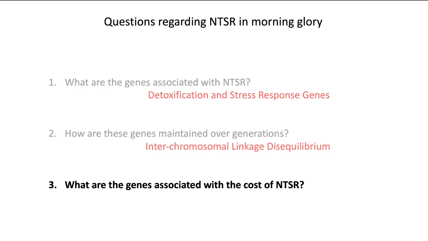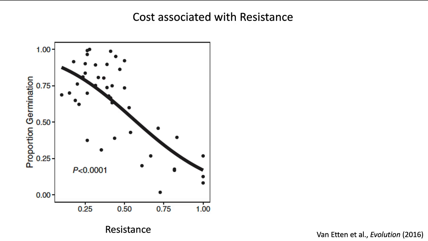Now coming to the third question, which is what are the genes associated with the cost of NTSR? One of the important things that mediates the evolution of resistance is the cost that is associated with resistance. And in morning glory, there is a fitness cost associated with resistance, such that the level of resistance is correlated with the proportion of germination. So the more resistant individuals show lower germination and deteriorated seed quality as compared to the less resistant individuals.